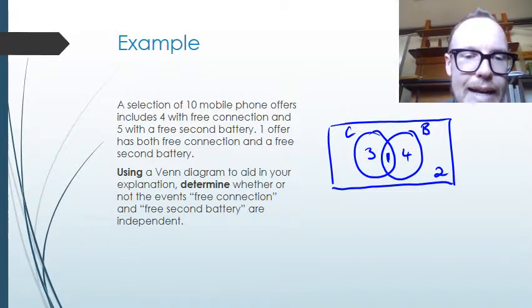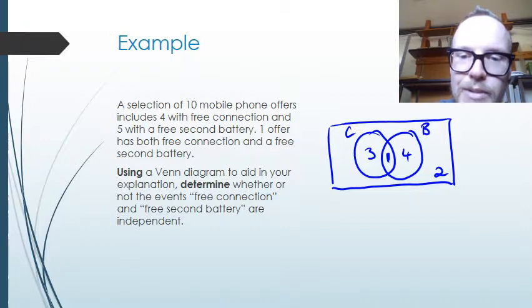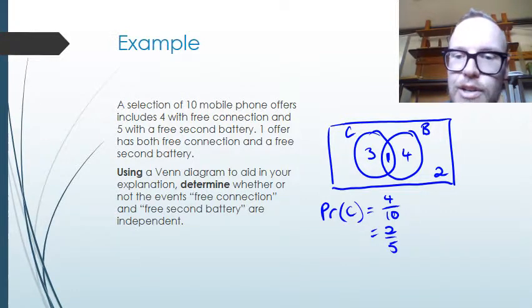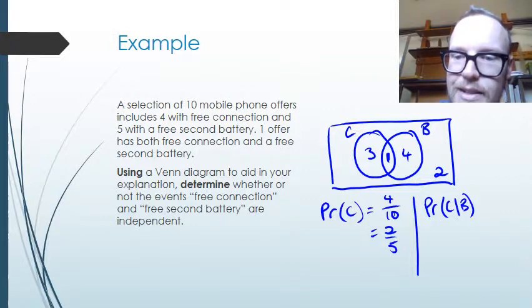Now, to determine whether or not the events free connection and free second battery are independent, we need to compare probabilities. The probability of event C occurring is 4 out of our total of 10, which is 2/5. That's the probability of our event free connection occurring. We also need to look at the probability of C occurring given that B has already occurred. If they are the same, then the events are independent.